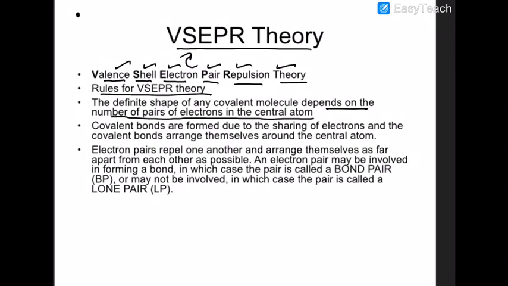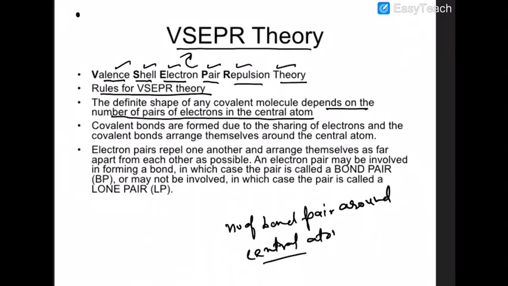So the first thing is the number of bond pairs around the central atom, that is, how many atoms are around the central atom. Second, covalent bonds are formed due to the sharing of electrons, and the covalent bonds arrange themselves around the central atom.